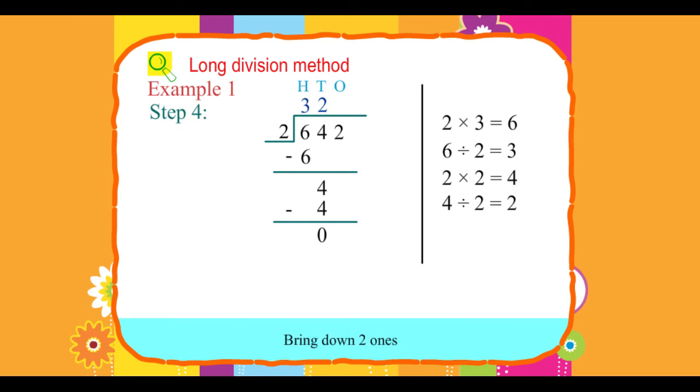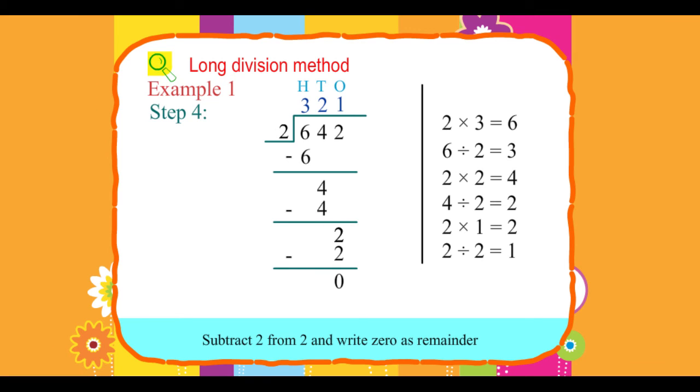Step 4. Bring down 2 ones. Divide 2 ones by 2. We know 2 times 1 equals 2. Therefore, 2 divided by 2 equals 1. Place 1 as quotient in ones place. Write 2 below 2. Subtract 2 from 2 and write 0 as remainder.